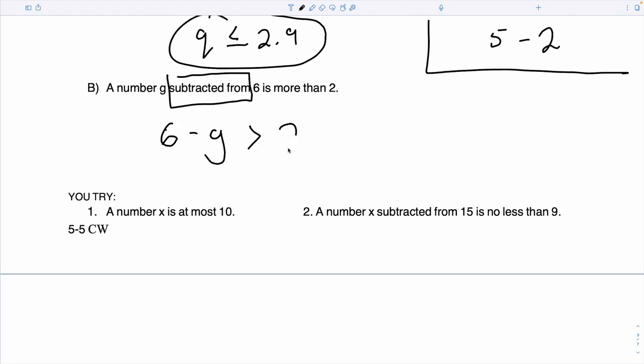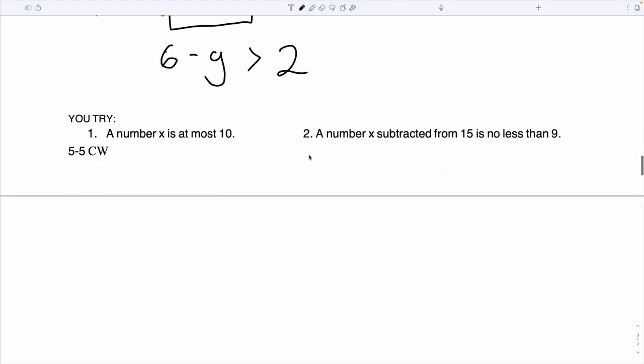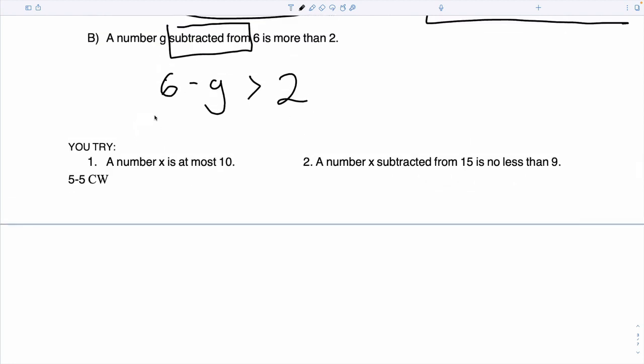More than is the same as greater than. Did we already add that to the chart? More than was a pretty simple one. Okay. Cool. Let's go ahead and solve this guy. How do you want to start, Jillian? There's two different ways I could go about it. Sure. Let's try that first.